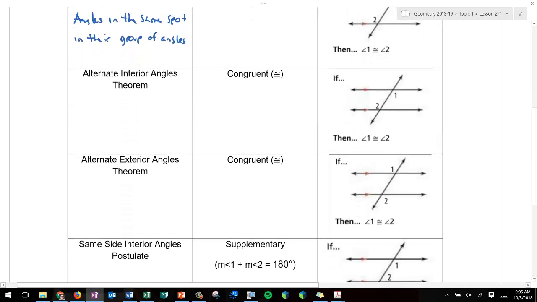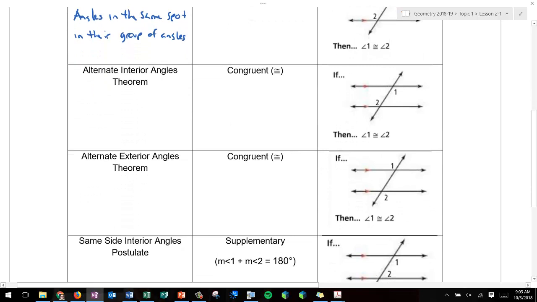Our third one is alternate exterior. So exterior means that they're going to be outside the parallel lines, and alternate means that they're going to flip over. They're going to have one on the left-hand side, one on the right-hand side. And just like the other two, just like corresponding and alternate interior angles, they're going to be congruent. The measures are going to be the same.